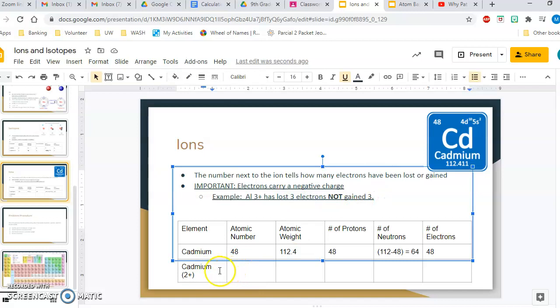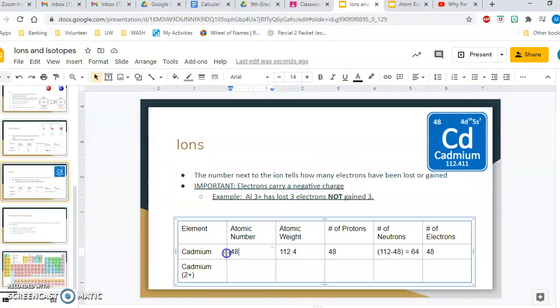So for our example, we see cadmium. This is a normal cadmium. We don't see a 2+ or a new weight next to it, so it's just Cd, or cadmium. So our atomic number is 48. Our atomic weight is 112. Number of protons are always equal to atomic number. Number of electrons are equal to the number of protons because it's a neutral atom. And then our number of neutrons is equal to the atomic weight minus the protons.